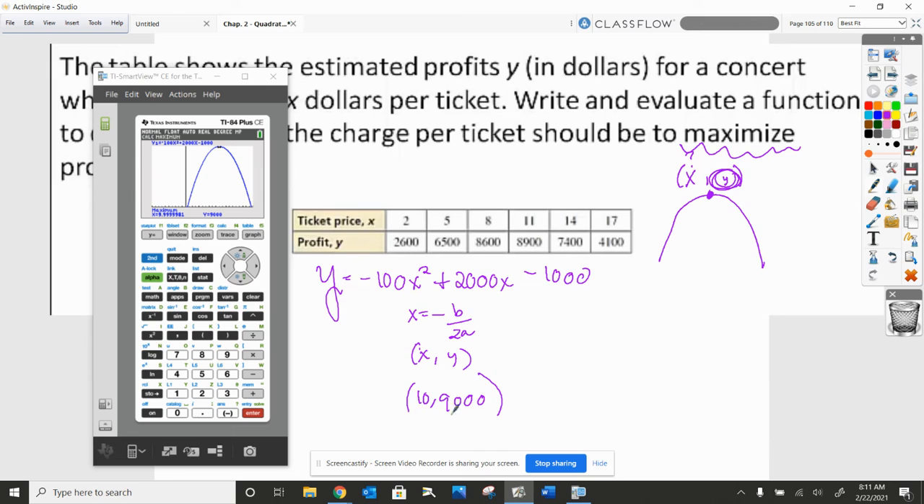So what we just found is that the maximum profit is $9,000, but the x that got me there is $10. If I charge $10, that's going to allow me to have a maximum profit of $9,000. So the answer to the question is $10 should be what the ticket price is.